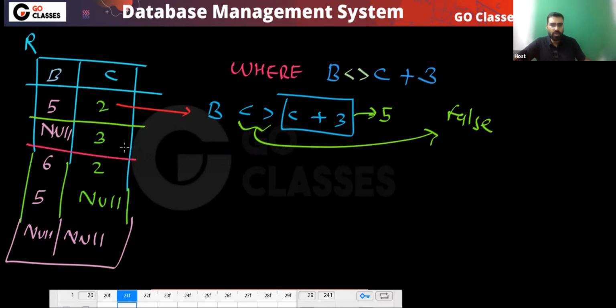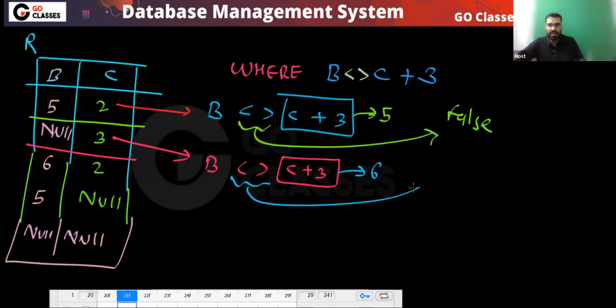Next, for this row, what is going to happen? Again, B not equal to C plus 3. What is this C plus 3 going to give me? This C plus 3 will give me 6. And this not equal to: null is not equal to 6. This will give me unknown, right?